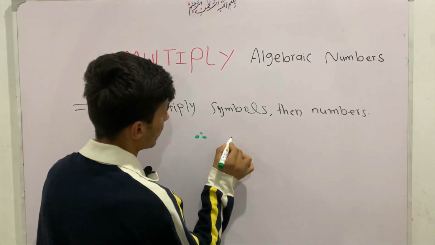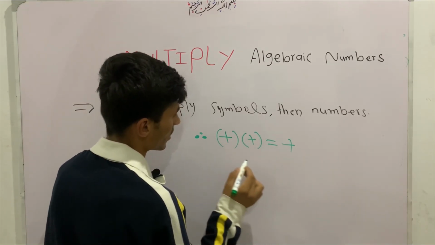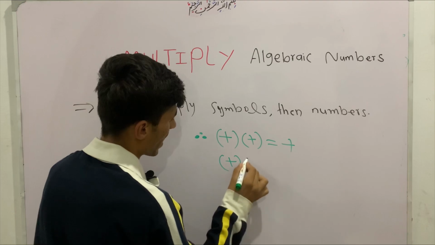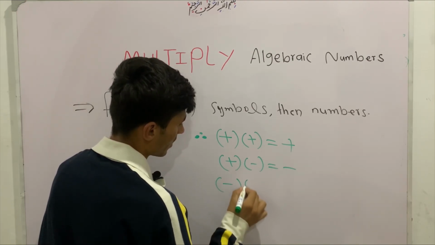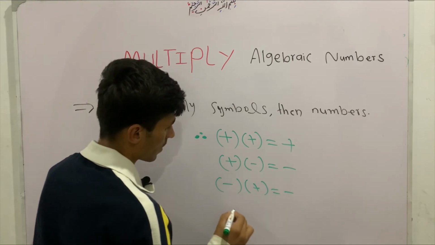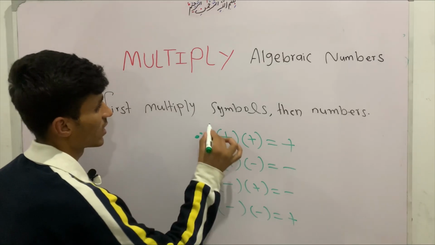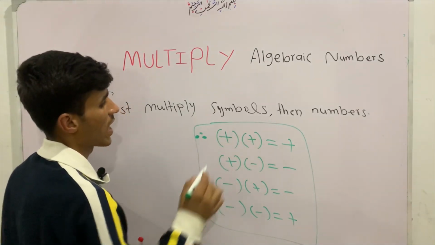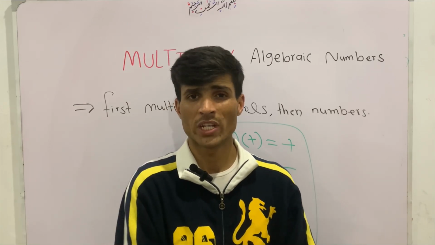You should keep in mind that positive multiplied by positive becomes positive. Positive multiplied by negative becomes negative. Negative multiplied by positive becomes negative. Negative multiplied by negative becomes positive. Keep this in mind forever. It will help you a lot when you multiply algebraic numbers.